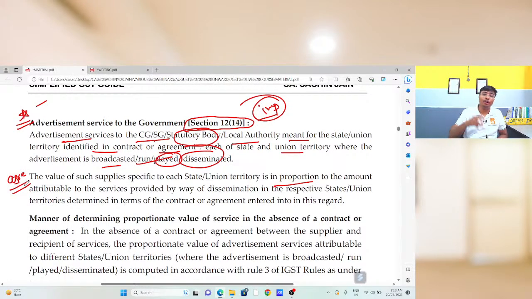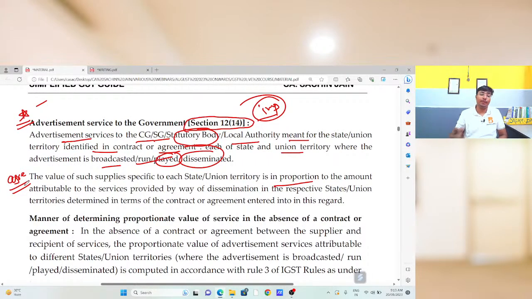Whenever you are going to do the audit of any advertisement agency, and if that agency is going to provide advertisement services to central government, state government, in that case, first you need to demand the agreement between the central or state government and that advertisement agency, so that we get an idea about the mutual terms between these two entities.